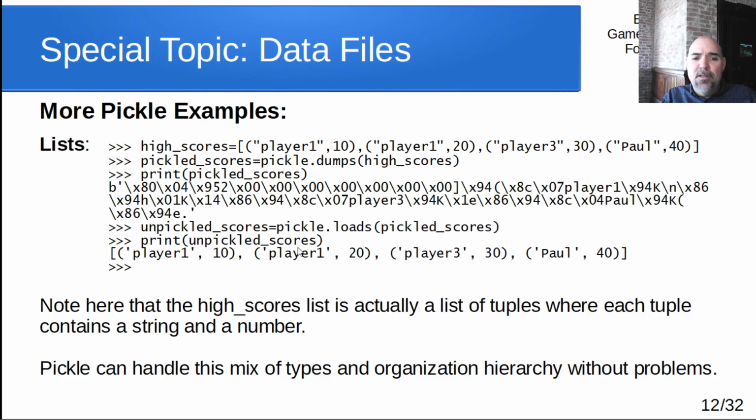In other words, 1, 2, 3, 4 items. Each item has a tuple of 2 sub-items, and the values are the same and the strings are the same. So Pickle can handle that kind of organization and hierarchy without problems. You can have lists of lists. You could have lists of numbers, lists of strings, lists of tuples that have strings and numbers like we had here. It's all up to us how we want to put that stuff together and put it into that data object.